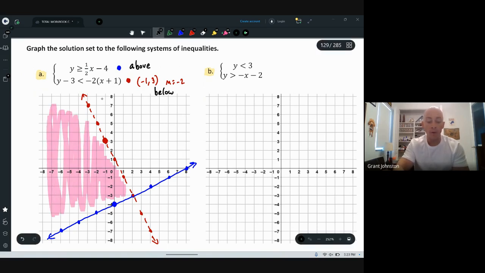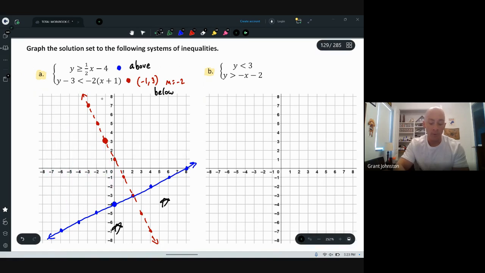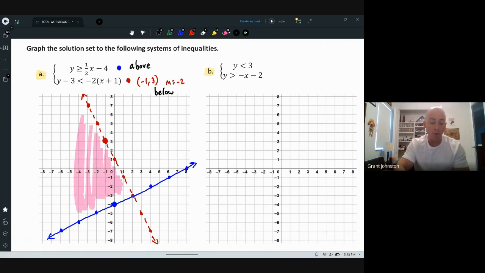You know, there's 4 regions. We had a region here, here, here, and here. And the one I highlighted, let me re-highlight it, is the region that is above the blue line and below the red line. Greater than the blue line, but less than the red line.